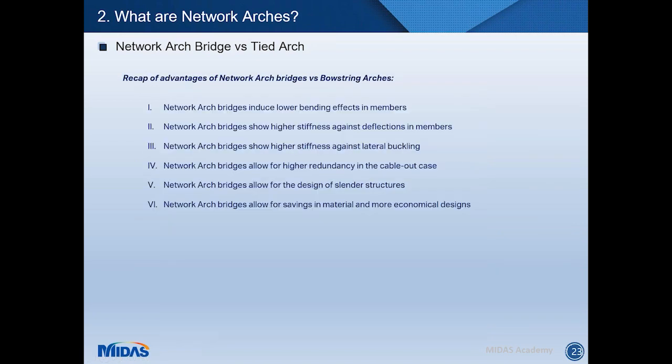So recapping what the network arch is, it is a tied arch with inclined hangers that cross each other at least 2 times. In literature, you will find that this leads to lower bending effects in the members, higher stiffness in terms of deflections and buckling against lateral buckling, and higher redundancy in the cable-out case. This is due to the fact that having so many hangers crossing each other better redistributes the loads from many parts of the bridge, as we've seen through the bending moment and deflection outputs.